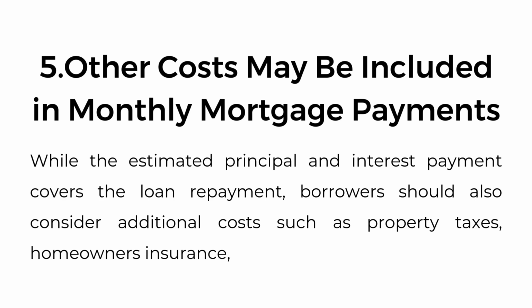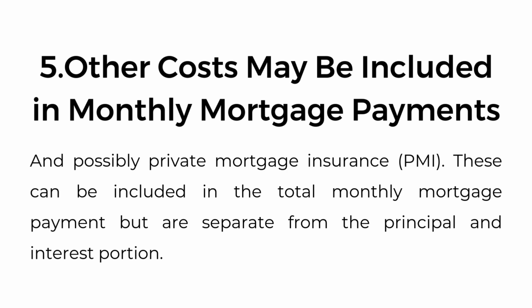5. Other costs may be included in monthly mortgage payments. While the estimated principal and interest payment covers the loan repayments, borrowers should also consider additional costs such as property taxes, homeowners insurance, and possibly private mortgage insurance, PMI. These can be included in the total monthly mortgage payment but are separate from the principal and interest portion.